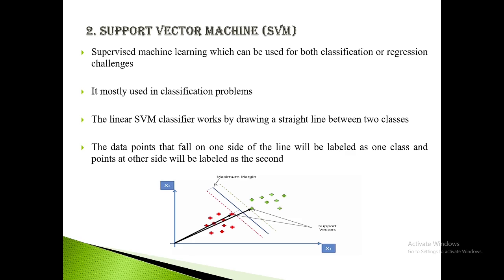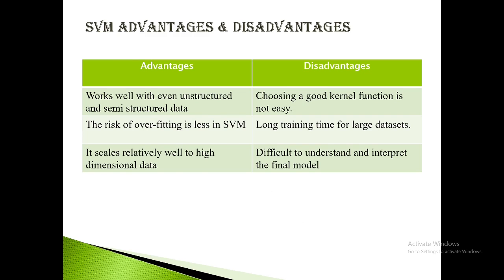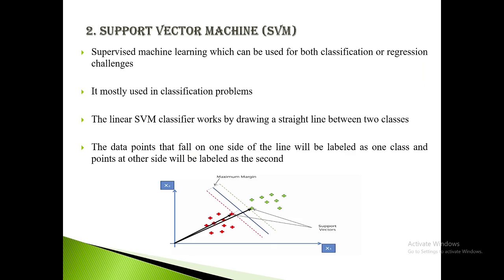The second review is about support vector machine. It's also known as a supervised machine learning, which can be used for both classification and regression challenges. It is mostly used in classification problems. The linear SVM classifier works by drawing a straight line between two classes. The data points that fall on one side of the line will be labeled as one class and points on the other side will be labeled as the second class. The diagram below shows the separation of both red class and green class.